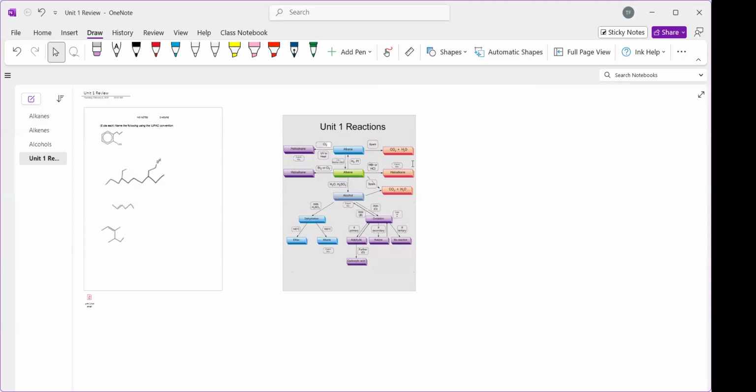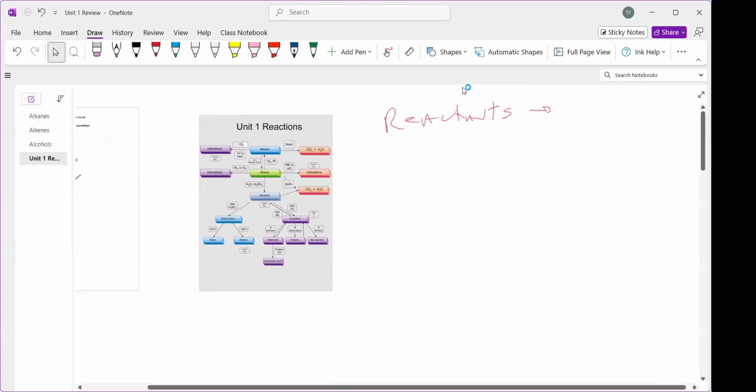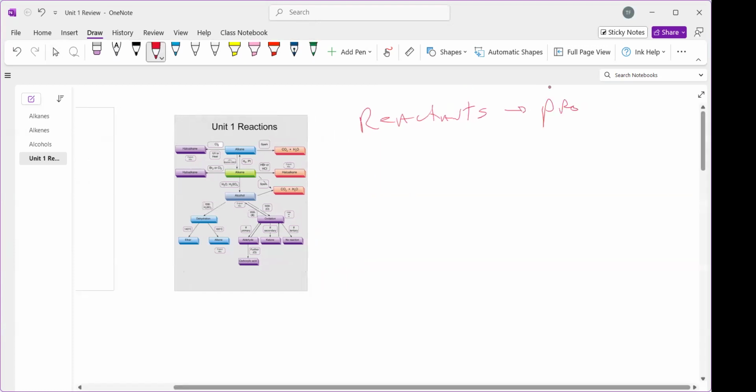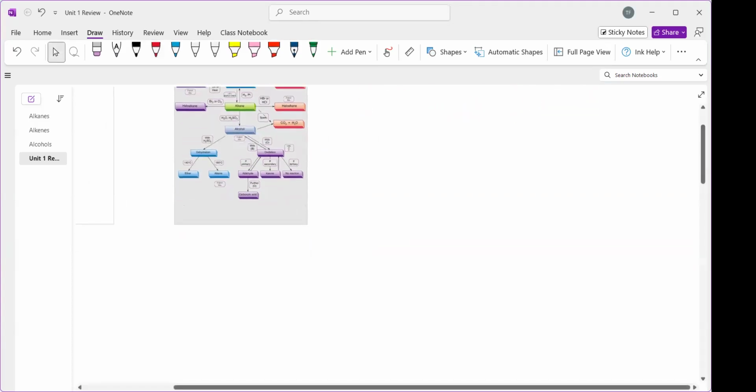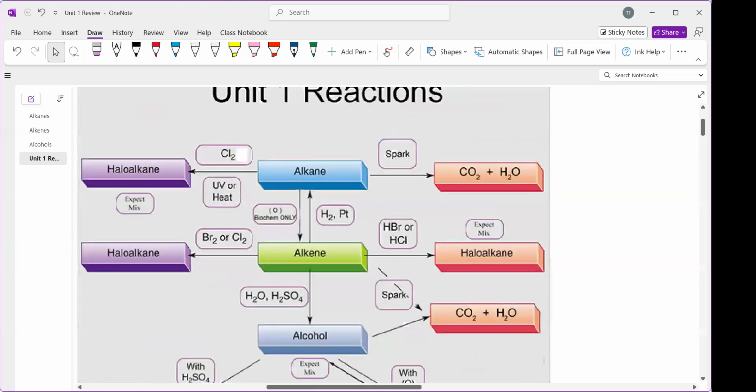There are three parts to every reaction: reactants, conditions, products. So now, if you look at this, there's an arrow here, right? And there are arrows on here as well. So the head of the arrow is the product. The tail of the arrow is the reactants.